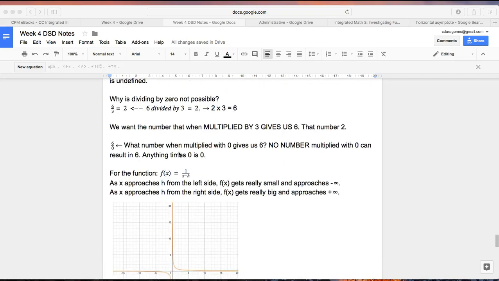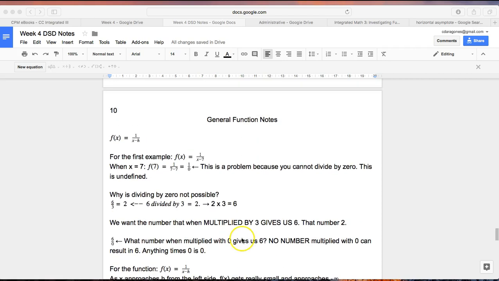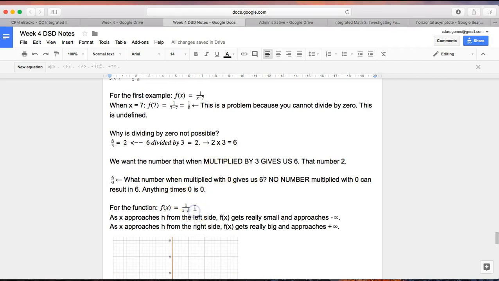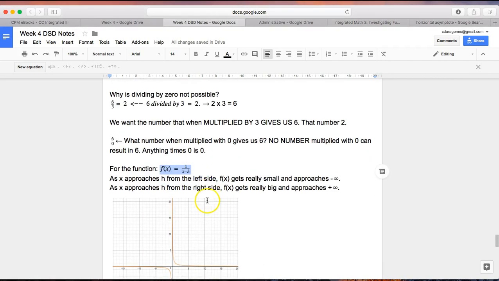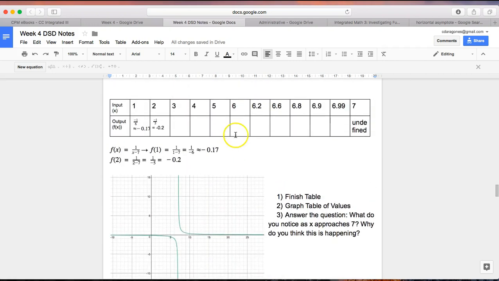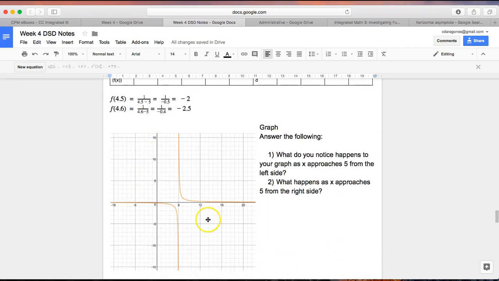Okay, so I'm going to just talk a little bit more about this function we were looking at. So go back to your general function notes in your notebook. As you can see, our general function is of this form 1 over x minus h, okay? This is a general function. This is called a family of functions, okay? So 1 over x minus h is a family, because it's not just one function, it can be any function where it's this form. And we know that 1 over x minus 7 belongs to this family. 1 over x minus 5 belongs to this family.